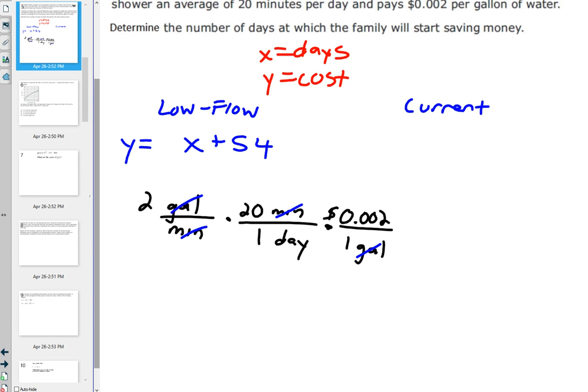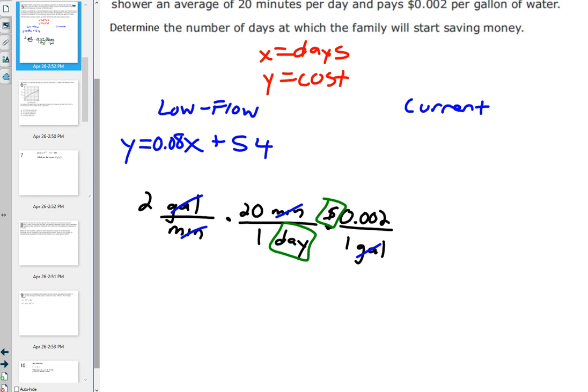Because that leaves me with dollars over days. Do I need to do it myself? 2 times 20 times .002. I'm getting .08. All right. So that equation is going to be .08x plus 54. Can I erase that or erase it already?